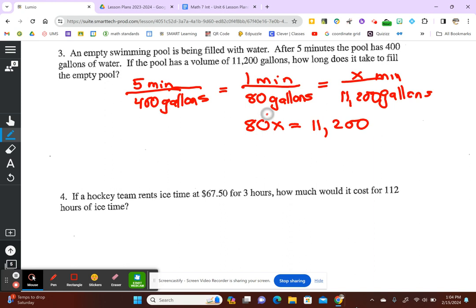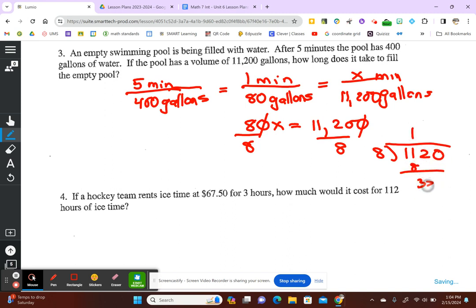So I could say I'm going to divide both sides by 10 and divide this by 8 and this by 8. And 8 goes into 1120, goes in once with a remainder of 320, and it goes in 4. So it's 140 minutes.